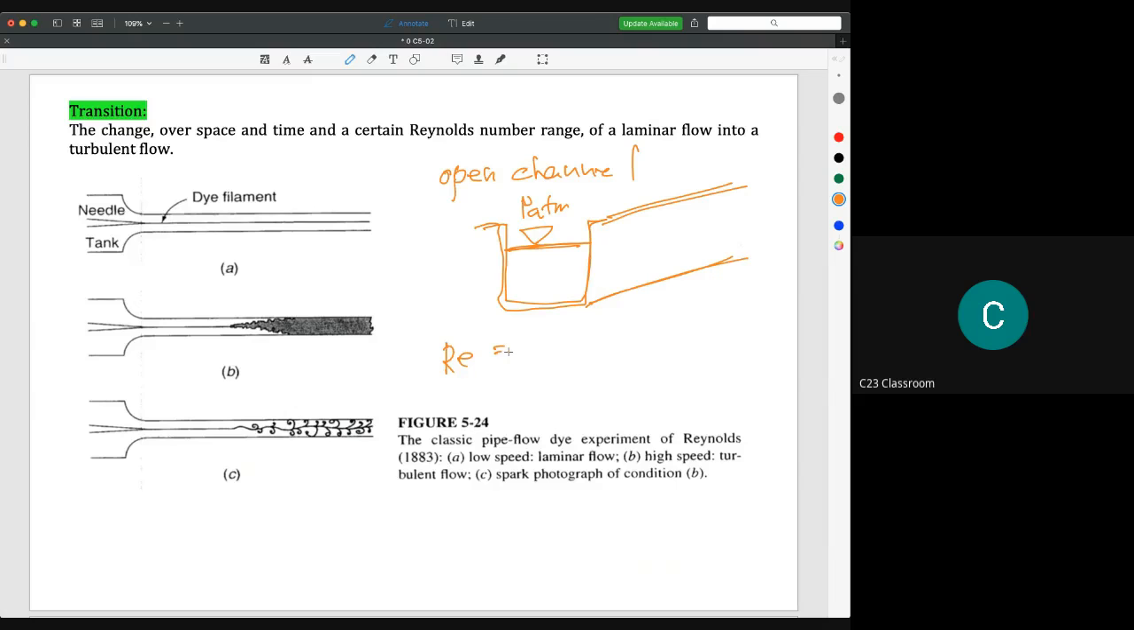So the Reynolds number will become rho v r_h over mu, where the r_h here is the hydraulic radius of this conduit. And then the limit is also changed, meaning a Reynolds number less than 500 is considered laminar, but a Reynolds number more than 2000 is considered fully turbulent. So it depends on what application you have.